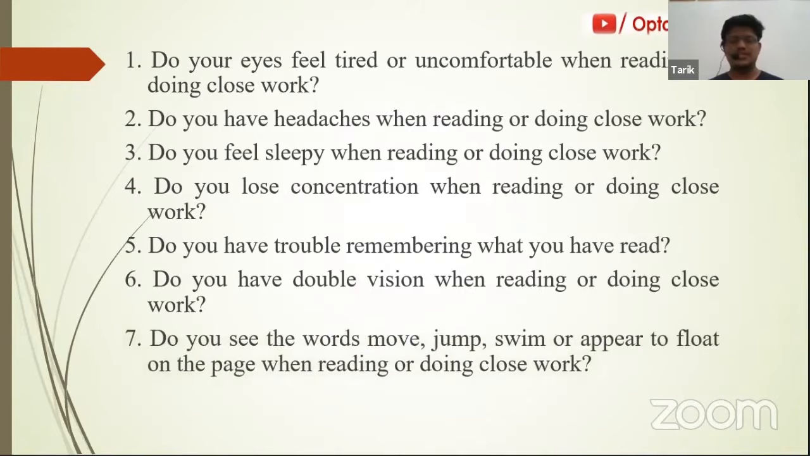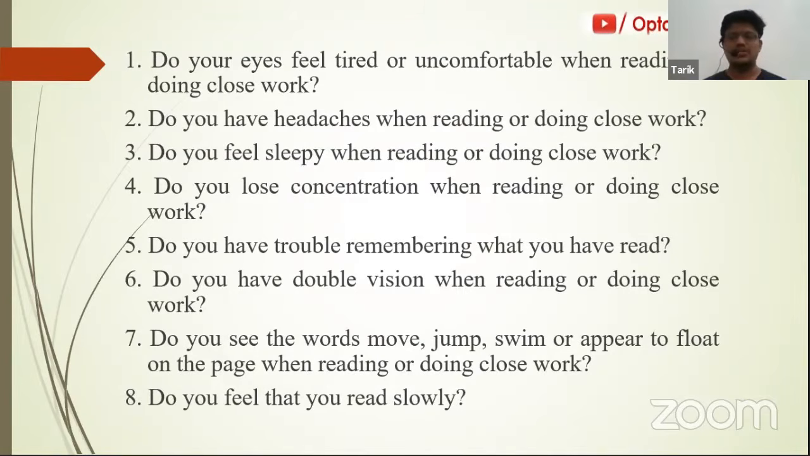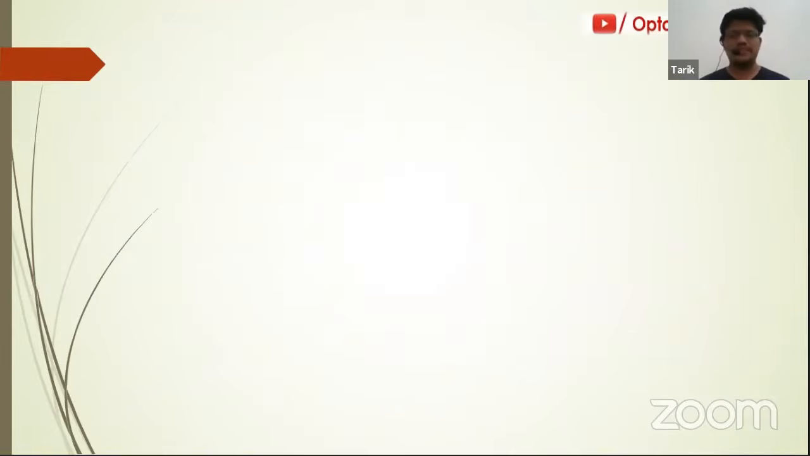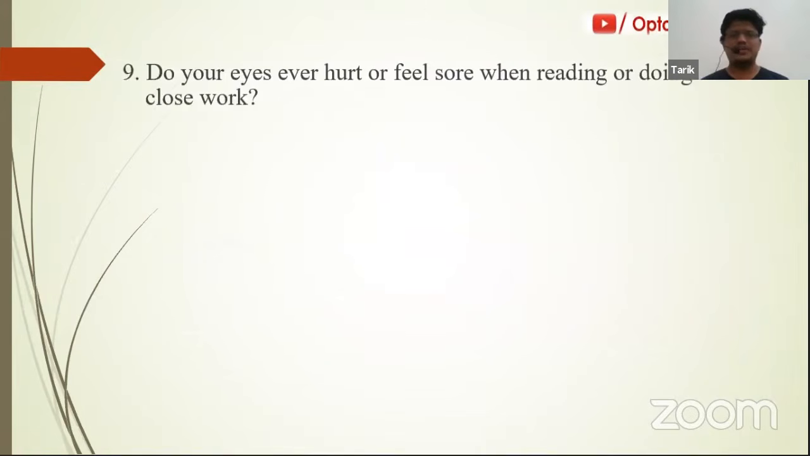Next is, do you see the words jump, swim, or appear to float? Now this again could be a mix, that is either overuse of accommodation or because of convergence. Next is, do you feel that you read slowly? Now this point very clearly makes you understand that because the patient requires more stimulus of accommodation to clear a particular line, he will obviously read slowly. Every now and then he shifts his word, the word takes time to clear, and that is leading to a slow reading procedure.